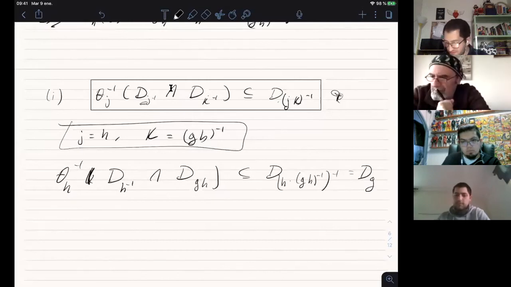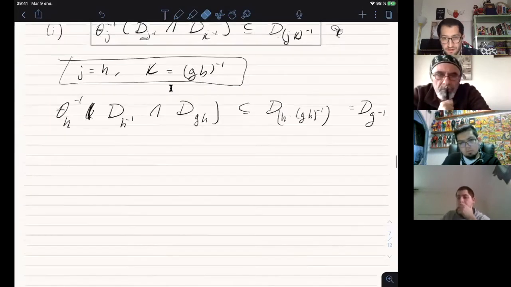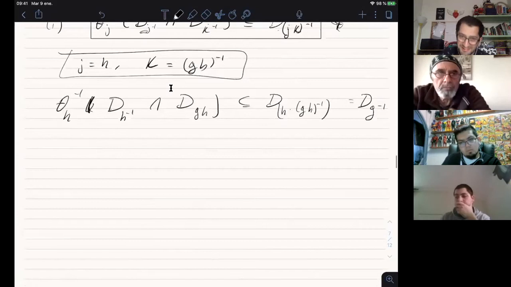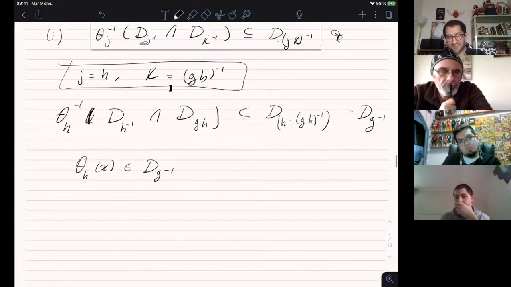And DGJ minus 1. What we prove is that theta H of X is going to belong to DG minus 1. That's all. This looks a little tricky, but it's not. It's just working with the definition.